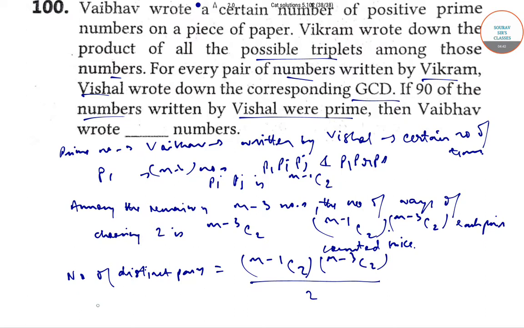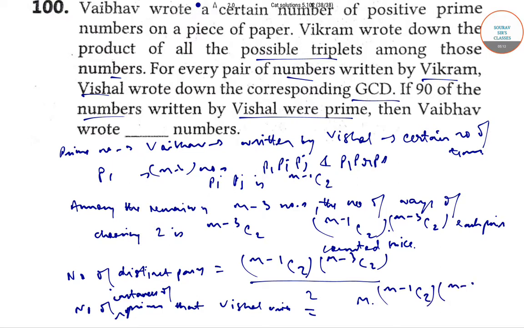Now Vishal writes down so many numbers for each of the m primes of Vaibhav. So the number of instances of primes that Vishal writes is equal to m into m minus 1 C2 into m minus 3 C2 by 2.